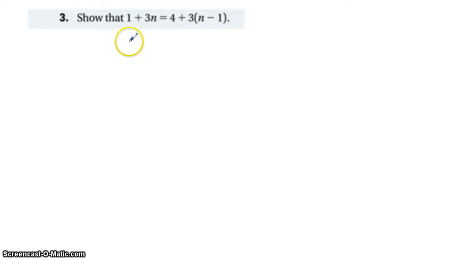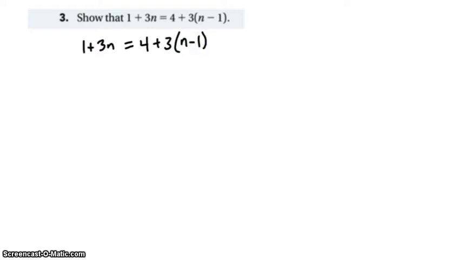So the last thing I'm going to do is show you that through the distributive property, 1 plus 3n is the same thing, or an equivalent expression, for 4 plus 3 times the quantity of n minus 1. So first thing I'm going to do is recopy the expression: 1 plus 3 times n is equal to 4 plus 3 times n minus 1.